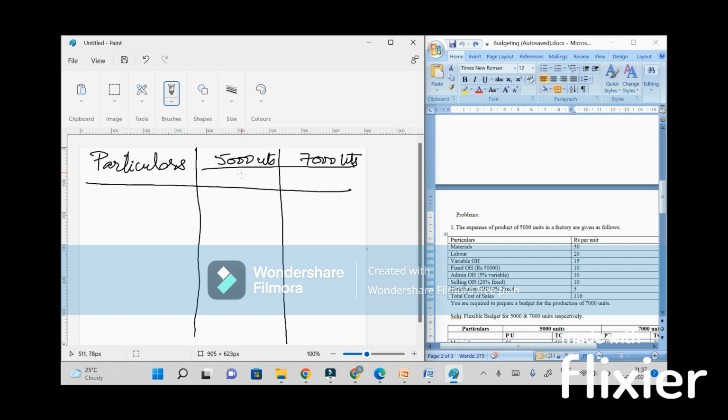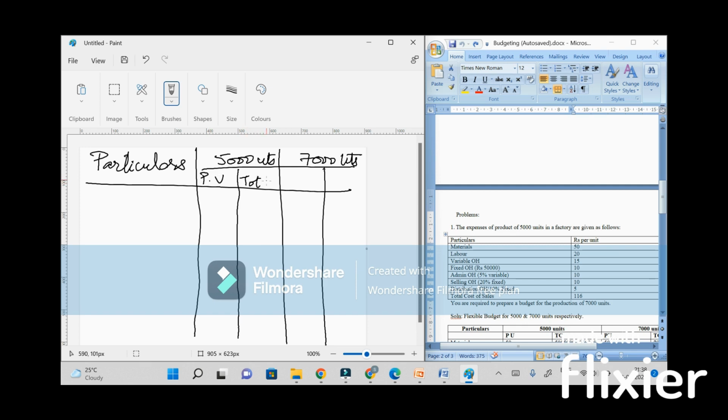The first column is regarding the particulars, followed by the other two columns, one being 5,000 units, the other 7,000 units. The 5,000 and 7,000 unit columns, I'm further going to split into two more sub columns, one being the per unit column and the second being the total column. Respectively, even for 7,000 units, I'm splitting it into per unit column and total column. Now let's go about checking the details which have been given.